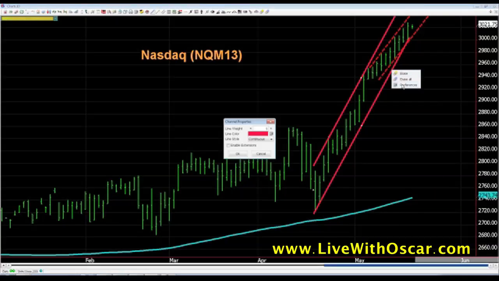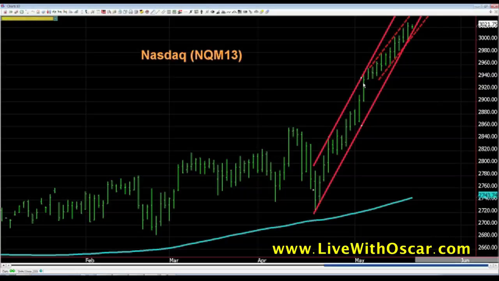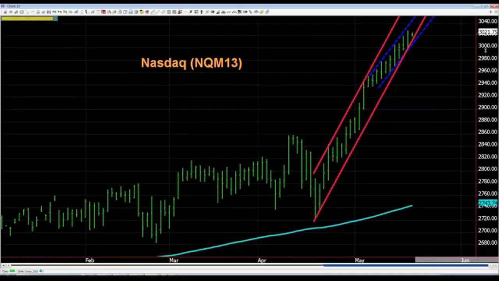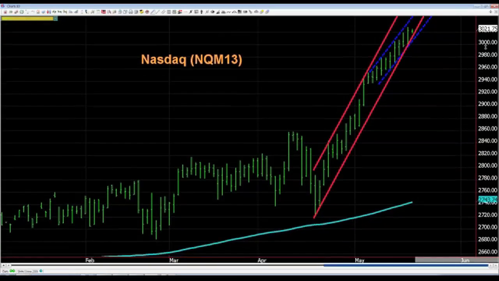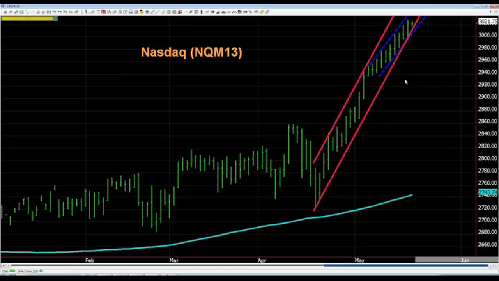So let's make this bigger. All right, look at us, and we'll change the color here. Look at how well it's holding inside of both of these parallel channels, traders. The NASDAQ looks fantastic when you look at the daily chart.